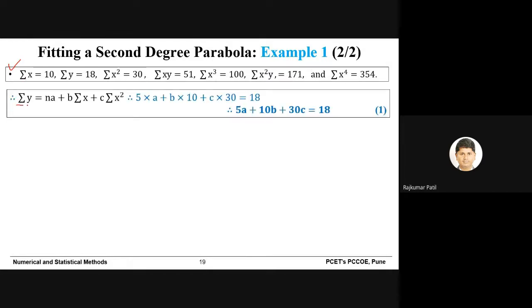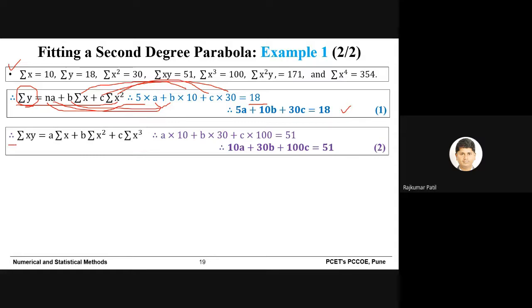Now we will go for the first normal equation, summation y is equal to na plus b summation x plus c summation x square. So n is the number of data points, which is 5, a unknown, b unknown, summation x is 10, c is unknown, summation x square is 30, and summation y is 18. So we put all the values in that equation, and upon simplification you will get 5a plus 10b plus 30c equal to 18, and let's call this equation number 1.